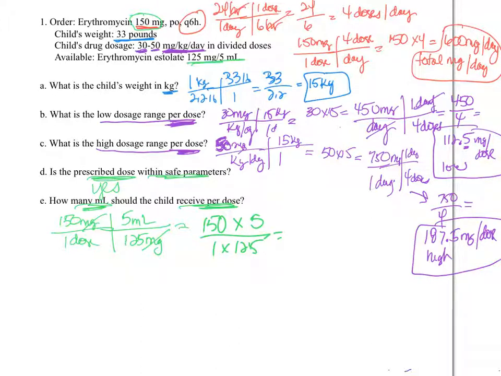equals 750 over 125, which gives us 6 milliliters per dose.